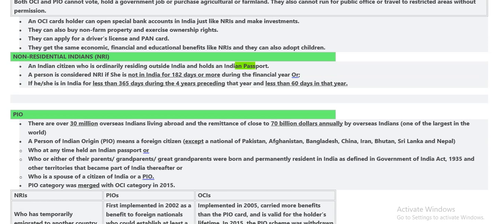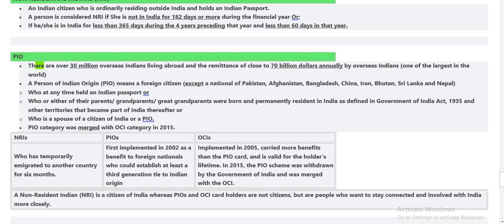Non-Resident Indians, NRI. An Indian citizen who is ordinarily residing outside India and holds an Indian passport. A person is considered NRI if he or she is not in India for 182 days or more during the financial year, or if he or she is in India for less than 365 days during the 4 years preceding that year and less than 60 days in that year.